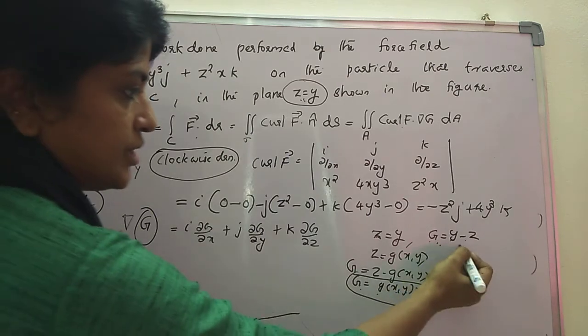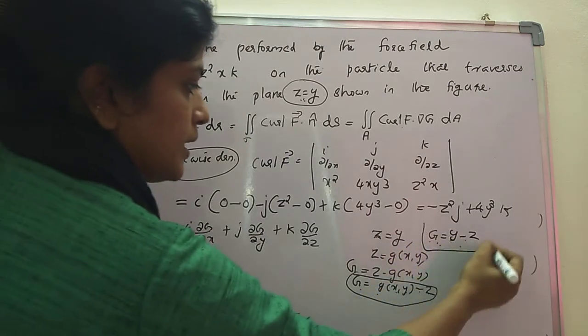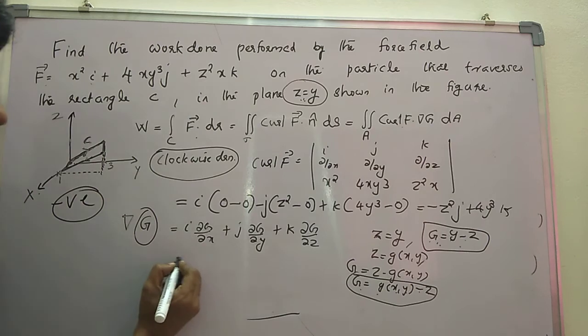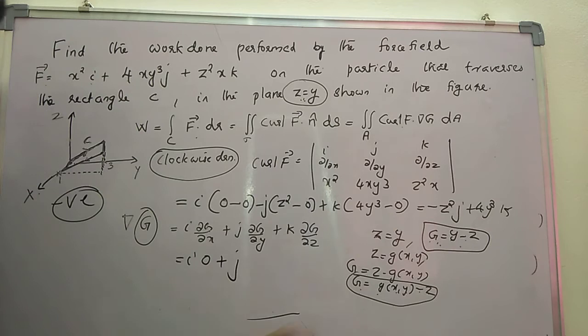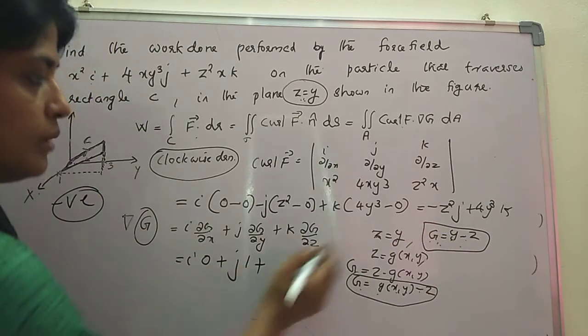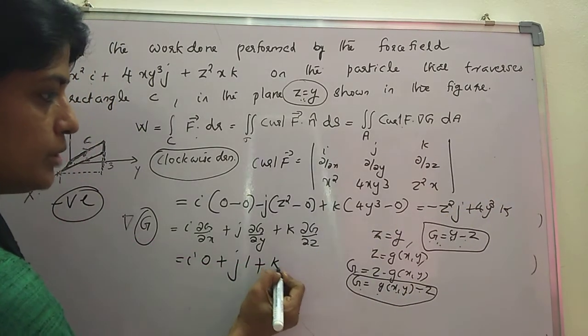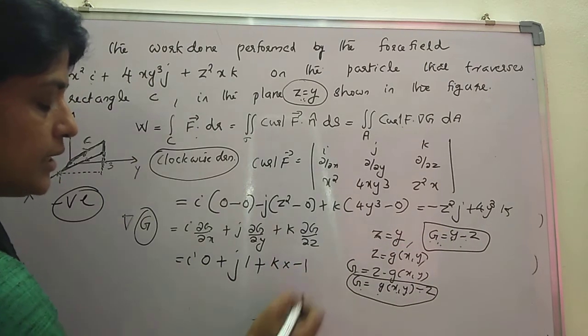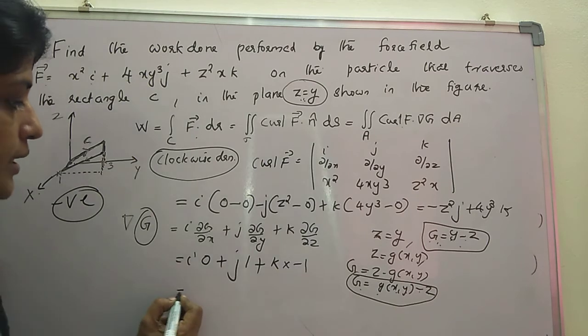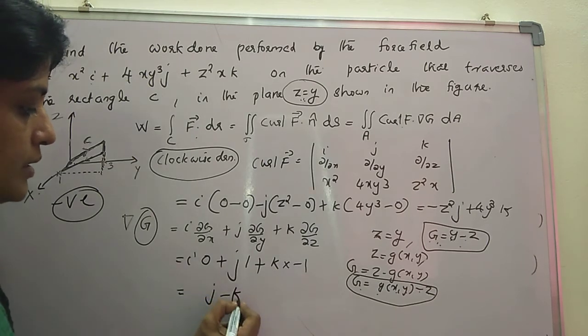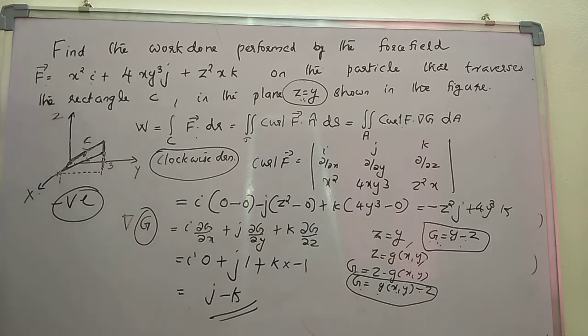So let us take g equals y minus z, so that i times ∂g/∂x is 0, plus j times ∂g/∂y is 1, plus k times ∂g/∂z is minus 1. So you can see that z has a negative value there. So del g is given by j minus k. So we have obtained both del g and curl f.